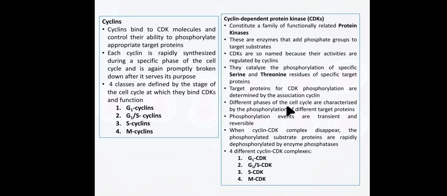So different phases of the cell cycle are characterized by the phosphorylation of different target proteins. Phosphorylation events are transient and reversible. Once its job is done, it is dephosphorylated. There are 4 different cyclin CDK complexes: G1 CDK, G1/S CDK, S CDK, and M CDK.